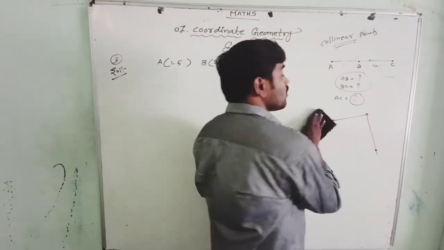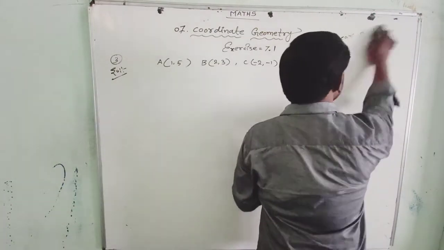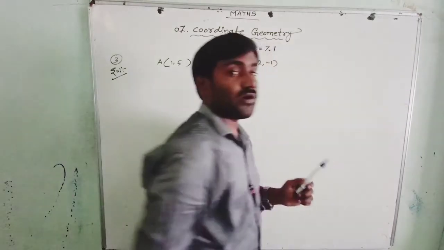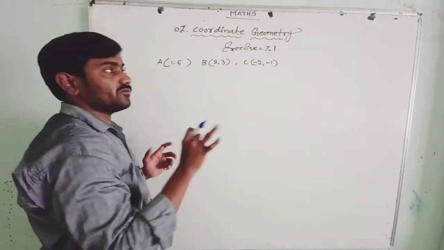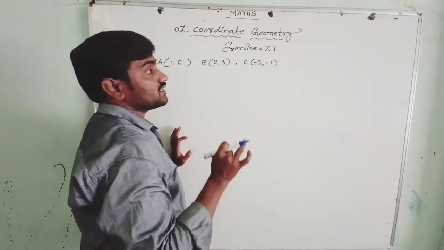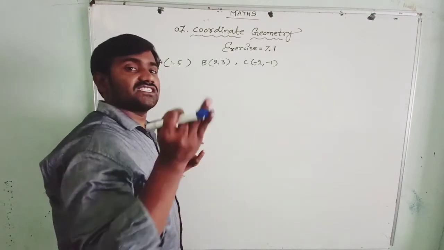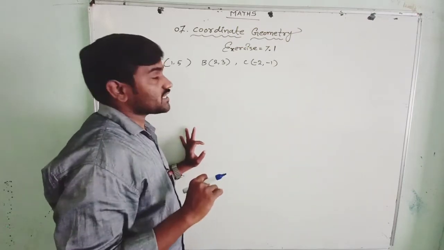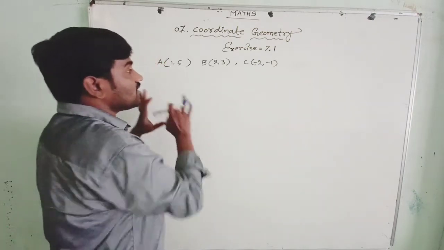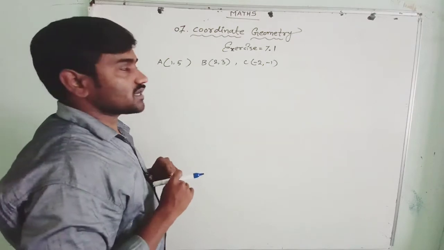If more than 2 points are lying on the same line, those points are known as collinear points. If more than 2 points are lying on the same line, those points are known as collinear points. Now let us see whether these points are collinear points or not.